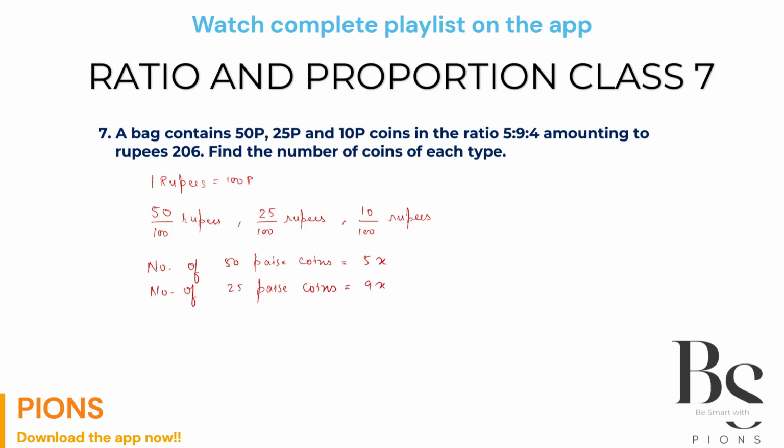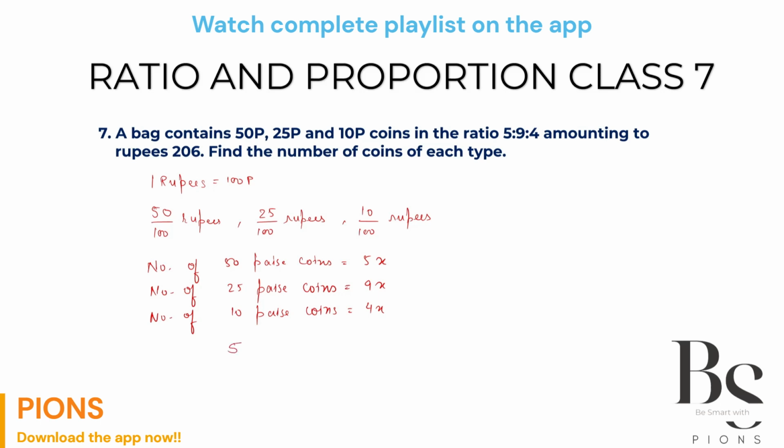How much? 9x. And the number of 10 paise coins, they are 4x. Yes, now it's fine. Let me repeat again. So there are 3 types of coins and the ratios are this much. So 5 times x will give you the total number of 50 paise coins. 25 paise coins is 9x and this.